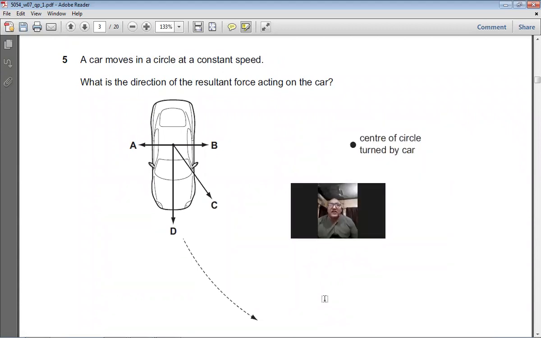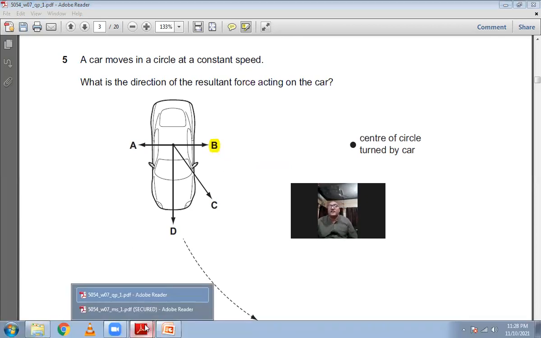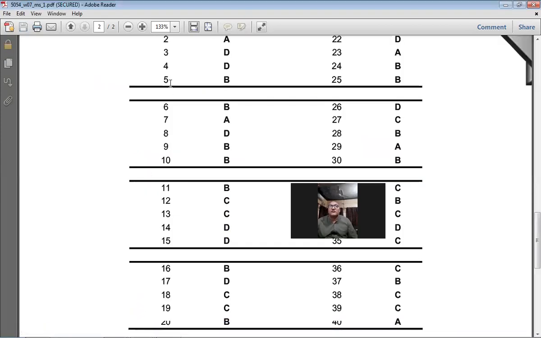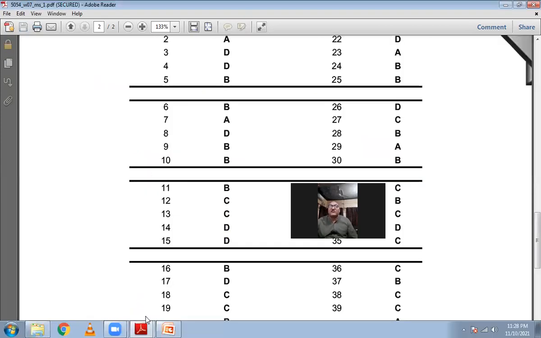A car moves in a circle at a constant speed. What is the direction of the resultant force acting on the car? Whenever you're moving in a circular track, the resultant force is always towards the center of the circle. So here we have the center of the circle. In this circle, the car is turning. So the resultant force at this moment will be towards the center of the circle. So B is the right choice.